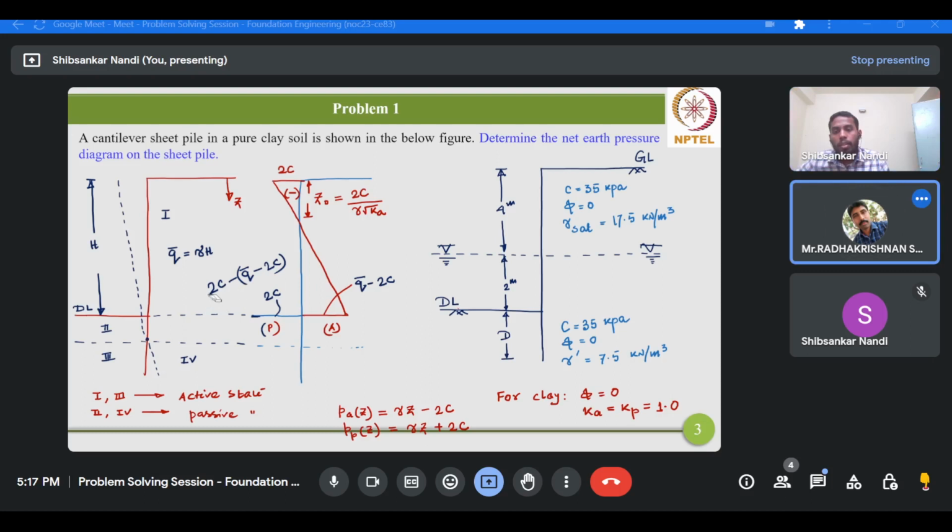So for the net earth pressure at the dredge level, we can see from the discussion that it will basically be jumping from the left side to the right side.